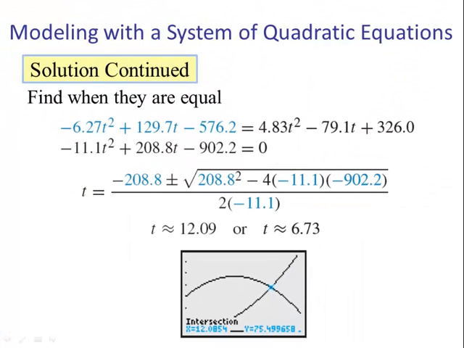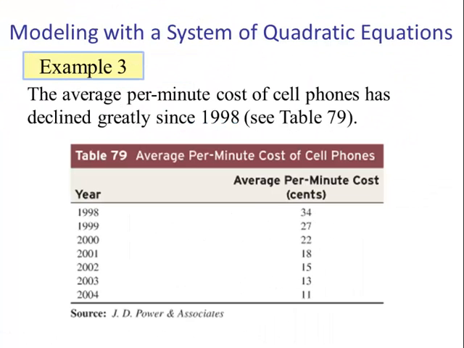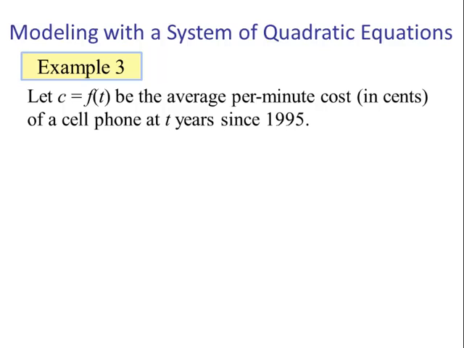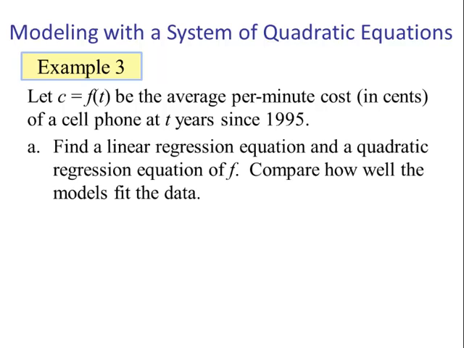Example 3. The average per minute cost of cell phones has declined greatly since 1998. So in 1998, the average per minute cost was 34 cents, and each year the cost has decreased. Let C equal f of t be the average per minute cost, measured in cents, of a cell phone at t years since 1995. A. Find a linear regression equation and a quadratic regression equation of f. Compare how well the model fits the data.